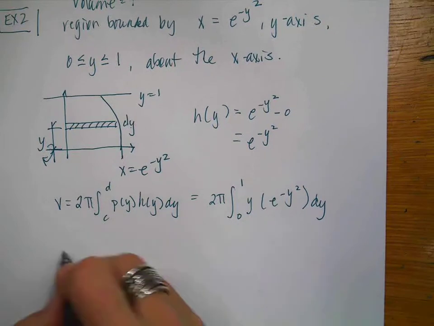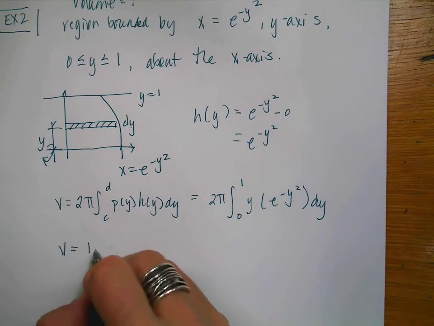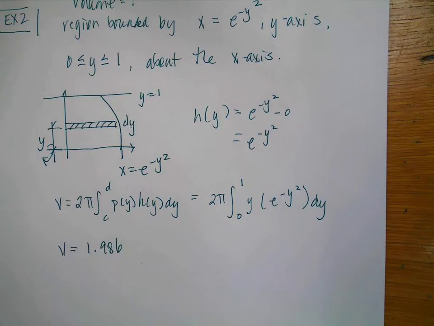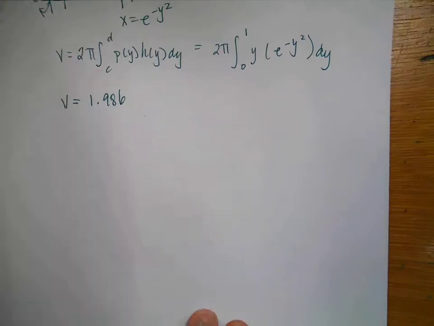Simplifying is really not possible. It's just going to look like that. So I'm going to push buttons on my grapher, and I'm going to get 1.986. The bigger issue is just being able to set up the situation.